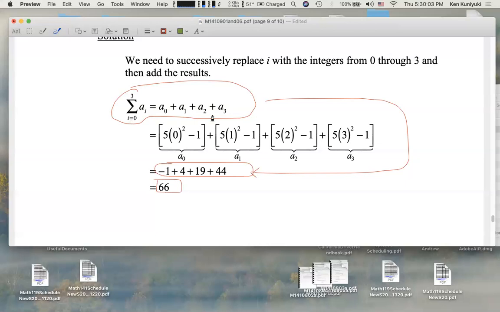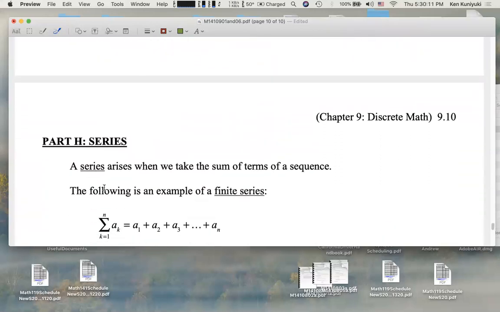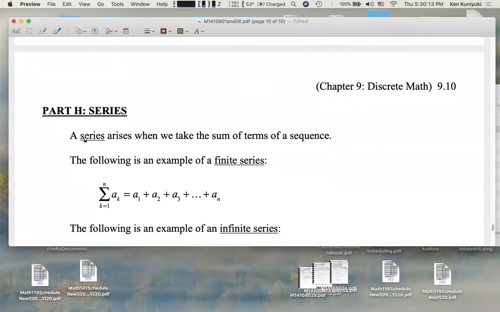Now this is a finite sum where we get used to the notation. What happens if we add up infinitely many terms? Okay, now just in general, a series arises when we take the sum of terms of a sequence. So kind of like what we did before, except here I'm starting with 1, and I'm changing the index to k. That's fine. Here's an example of a finite series. You see this a lot.